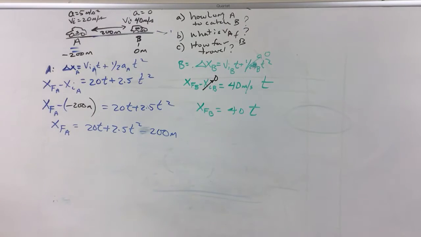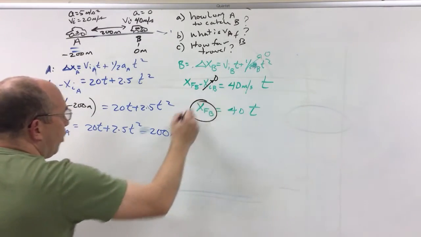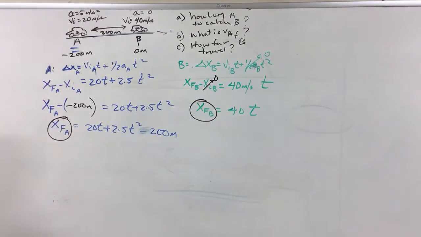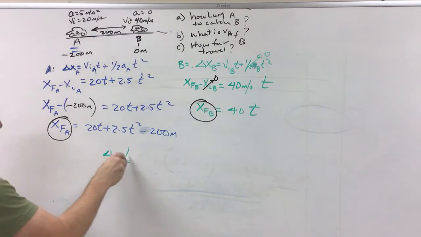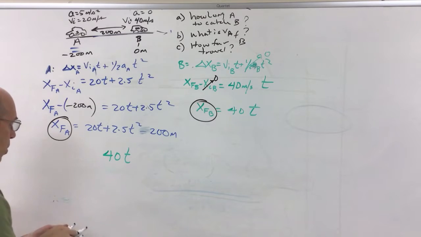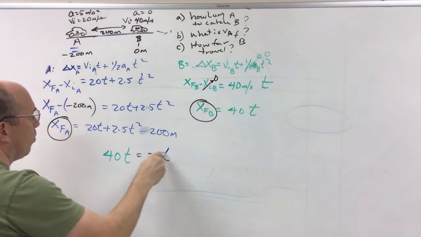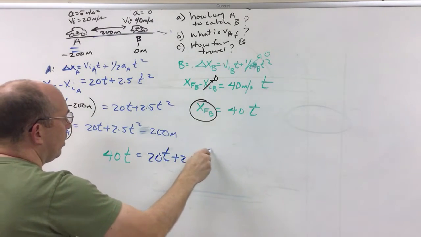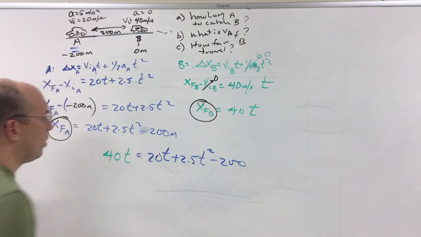Time is the same for both. We start the watch when they're 200 meters apart, and then car A starts to accelerate. Well, we also know that the final position of A and the final position of B are going to be the same. So we can equate them, 40t being equal to 20t plus 2.5 t squared minus 200.